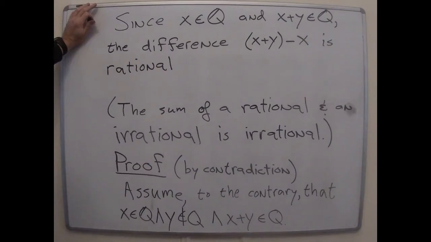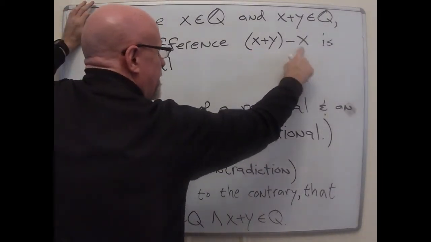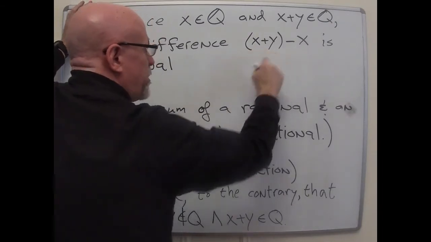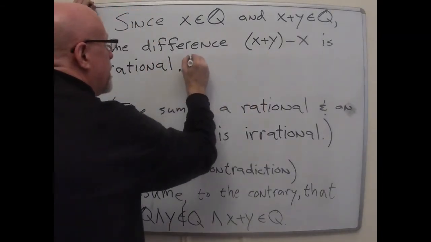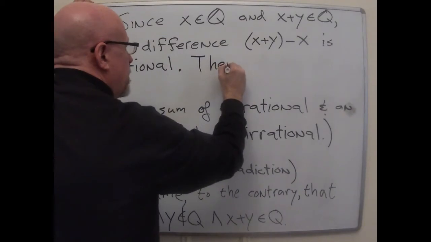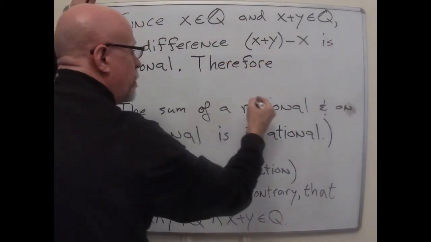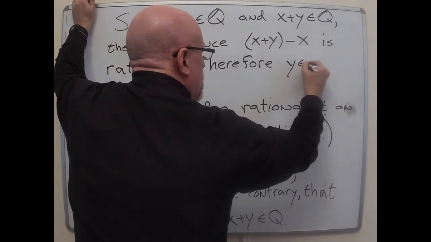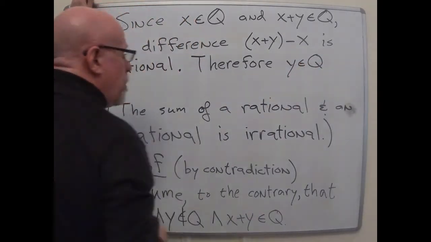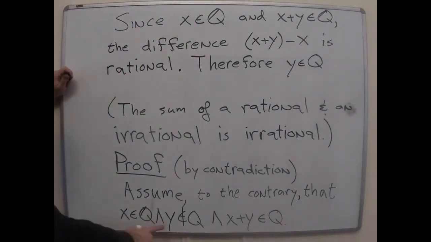No, it's not. I don't know why I said that. X plus y, the minus x and the plus x kill each other off. What that is, is y. So we have just proved that y is rational. But it's also true from before that y is not rational.